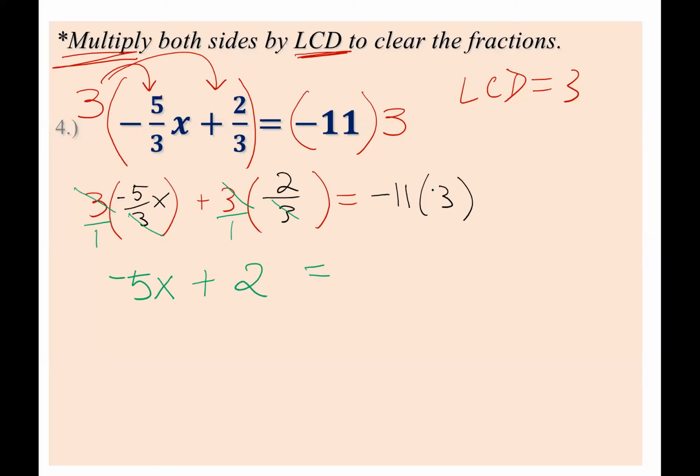Equals, now on the right side, nothing's canceling, you're just multiplying. -11 times 3 is -33. So look how much simpler this is now. We're not done, but the fractions are now gone, they're eliminated.